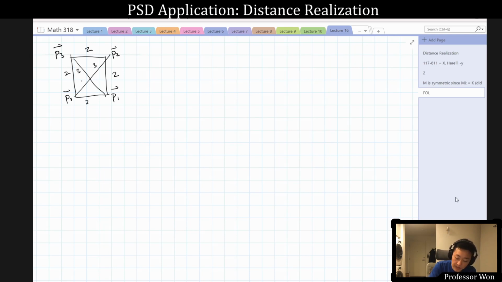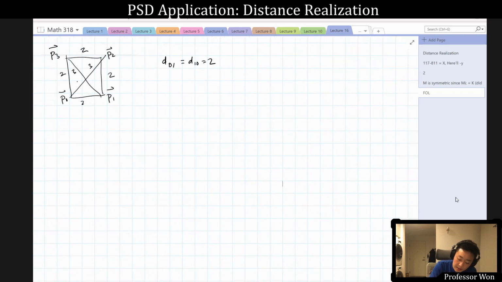Okay, so what are the distances I want? Well, I want d01 to be d10 to be 2, right? I want d00 is, of course, 0.